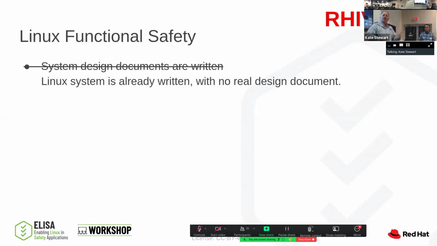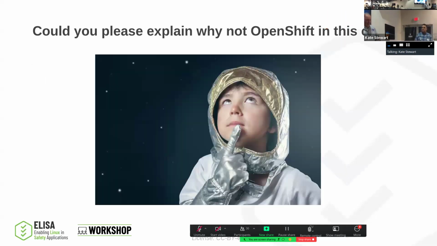So how do we justify it? How do we prove that the kernel is safe? How do we prove that systemd and other parts of the thing are safe? And we're working with the auditors right now to do that.